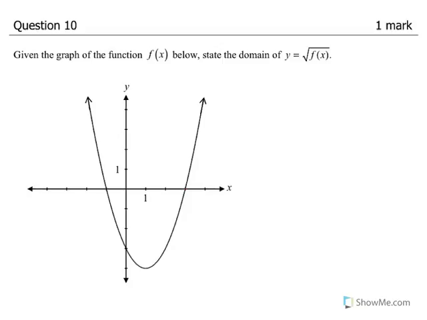Another short answer question here, just worth 1 mark. Given the graph of the function f of x below, state the domain of y equals square root of f of x. So just like question 8, we're not given the equation. This is just some random function f of x.